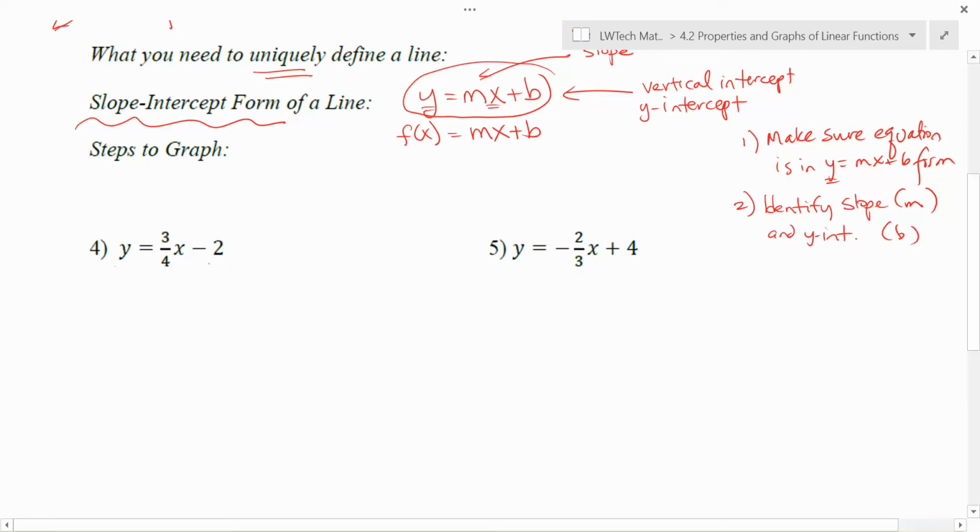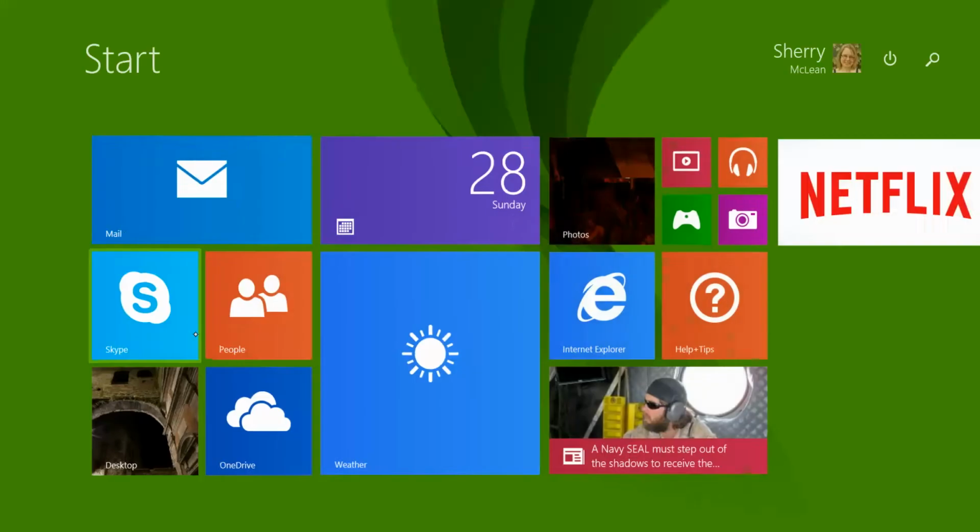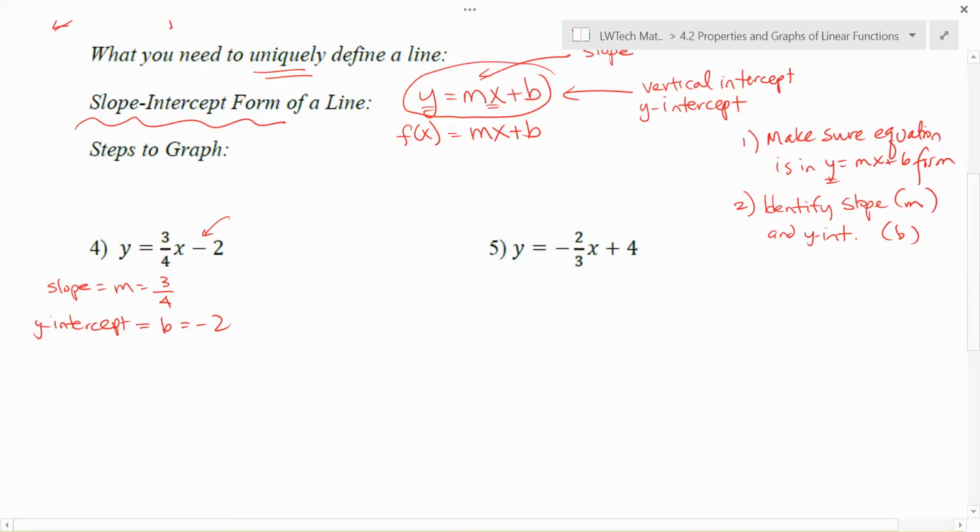So if we take 4 here as an example, we have the y by itself, y equals 3/4 x plus 2. My slope, or m value, is the 3/4 because it's the coefficient in front of the x. The y-intercept, or b value, is -2. Notice that we had to take the sign of the number in front of the 2 there. That is an important part of what it is that we need to work on. So here, m is equal to 3/4, b is equal to -2.